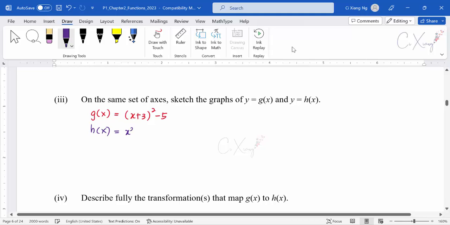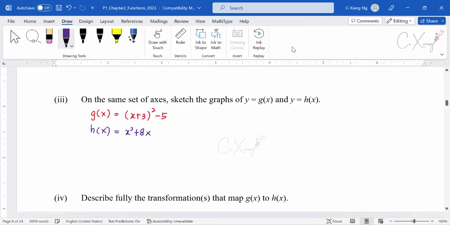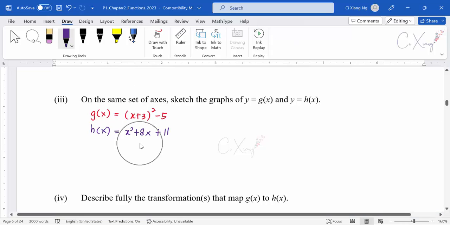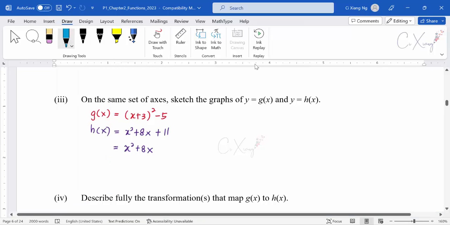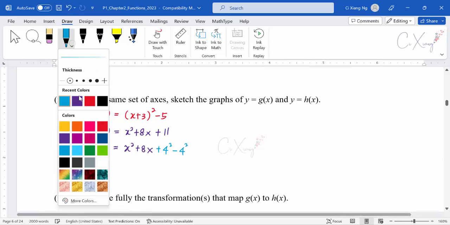it is x squared plus 8x plus 11. It is very hard for us to compare these two functions if we want to sketch them out. So the easier way will be to also complete the square for h(x). So for this one, we are having plus 4 squared, then minus 4 squared, and also plus 11.